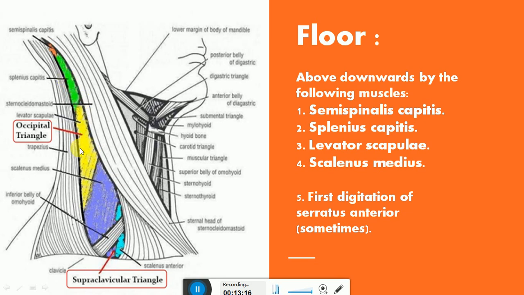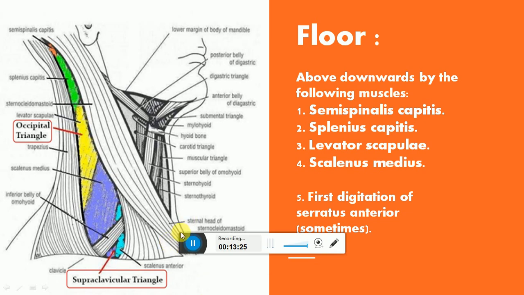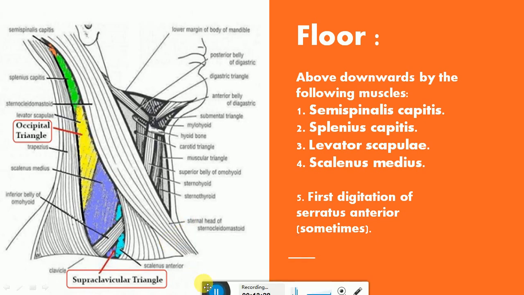Now all these 4 muscles are covered by a fascia. Which fascia? They are covered by prevertebral layer of deep cervical fascia. We have seen in deep cervical fascia, investing layer of deep cervical fascia, pretracheal layer and prevertebral layer. So a prevertebral layer is covering all these 4 muscles.